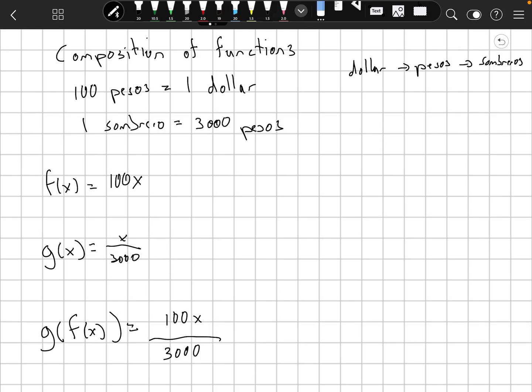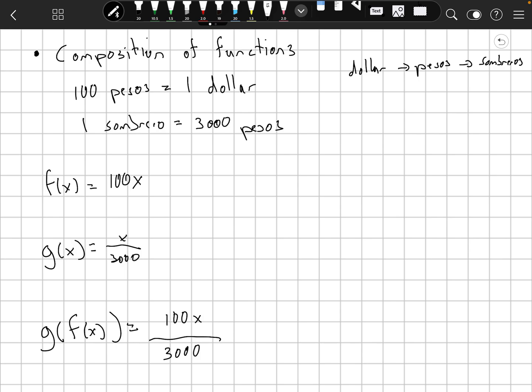I wanted to talk with you about composition of functions today. And the main idea of this is you're just putting one function into another function. That's the big idea. Let me see if I can show you with an example.